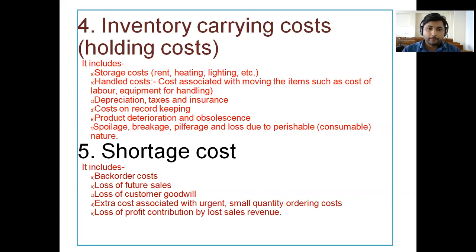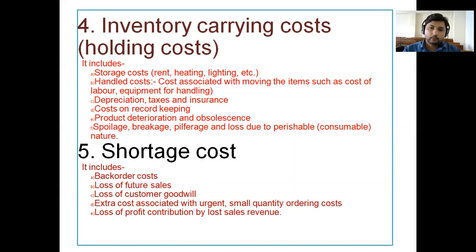If you store a product for a long time period, the quality of that product will decrease. That is nothing but deterioration. Obsolescence: if you store a particular product for a long time, it may happen that the demand for that product vanishes from the market. Okay, for some time period, it will vanish from the market. So that backlog component will be considered as obsolescence.